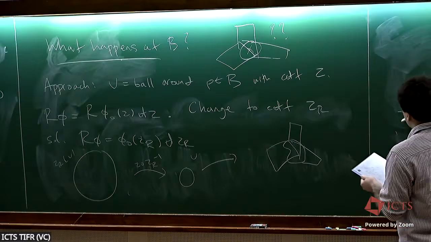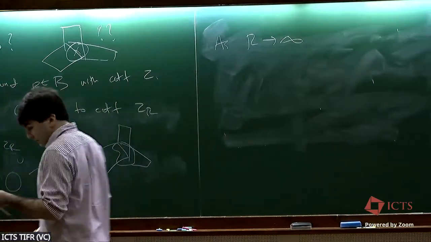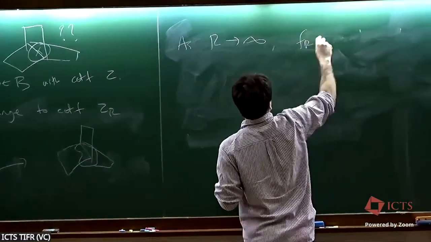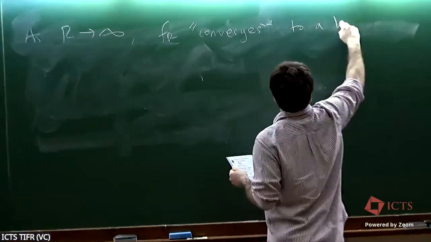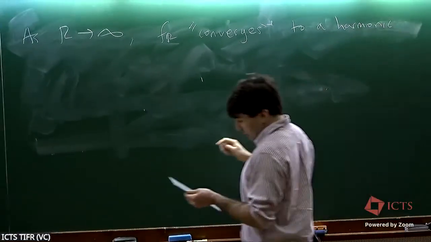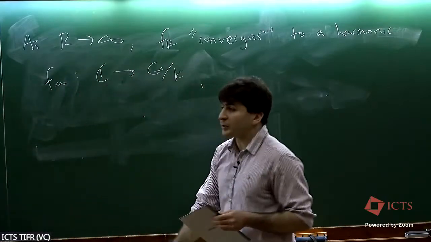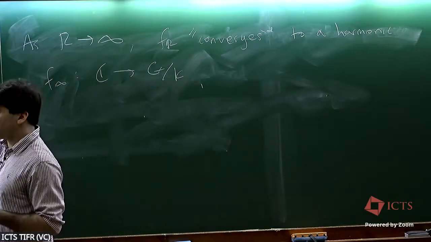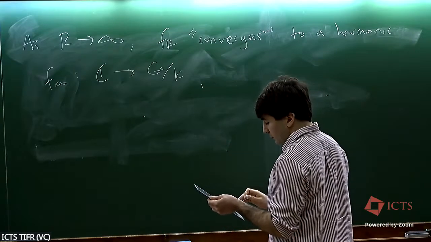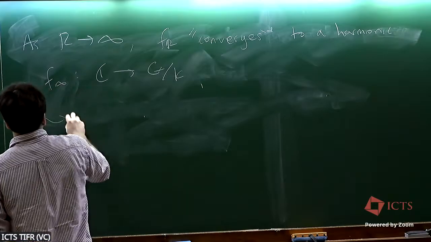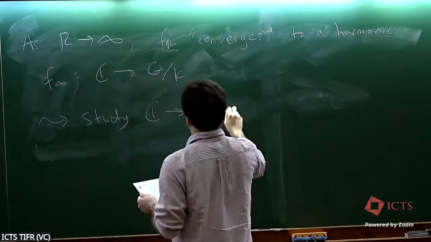Okay, and then you can take R to infinity and let this ball grow. And so as R goes to infinity, FR converges in some sense that can be made precise to a harmonic map, let's call it F infinity, from C to G mod K. And that harmonic map from C tells you what's happening over here. And so this tells us that what we need to study is just general harmonic maps from C to G mod K with certain properties.